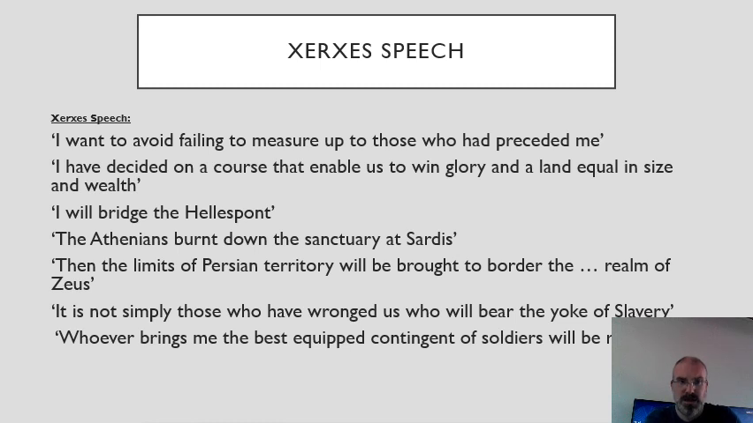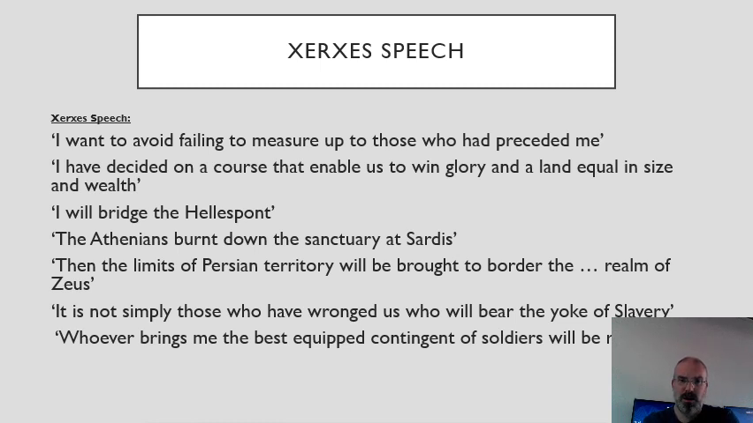He then goes on to say, I've decided on a course that will enable us to win glory and a land equal in size and wealth. Again, it's difficult to know what's going on here, because Greece is a tiny thumbnail and the Persian Empire is enormous. So the idea that Greece is in any way, shape or form the same size as Persia is ludicrous. Does it show Xerxes as an idiot, or is Xerxes trying to manipulate his audience by lying and telling them an untruth simply because he just wants to conquer? Either is possible.